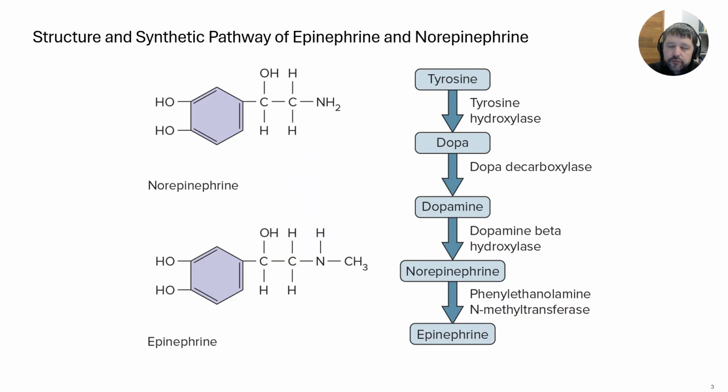Speaking of norepinephrine and epinephrine, these are the chemical models, or what they look like from a chemical perspective. And this is the process by which they are made. So tyrosine, then dopa, and then dopa becomes dopamine, and then dopamine becomes norepinephrine, and then norepinephrine can become epinephrine, or noradrenaline can become adrenaline.